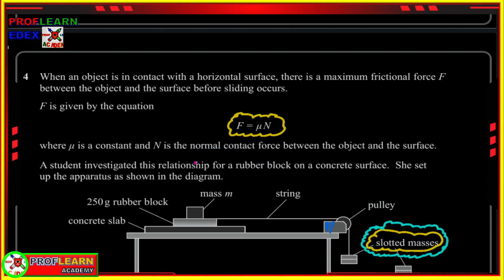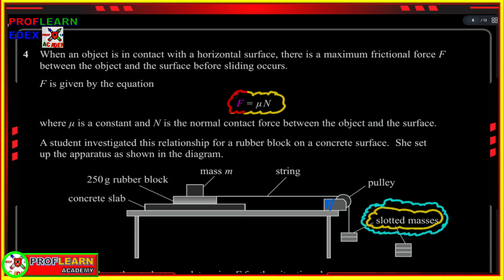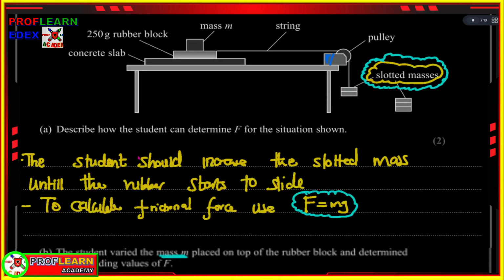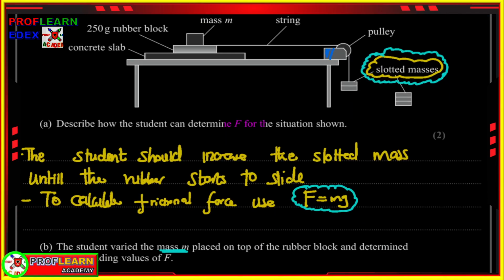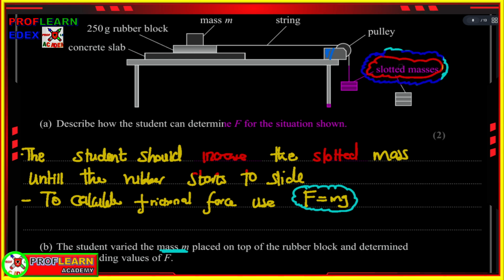When an object is in contact with a horizontal surface, there is a maximum frictional force F, and this frictional force F is given by this relation here, where mu is the constant, N is the normal. Now the question that we are asked: describe how the student can determine F in the situation shown here. The student should increase the slotted mass until the rubber starts to slide, because we are trying to find the force that can make this start to slide. So we keep on adding the slotted masses until it starts to slide.